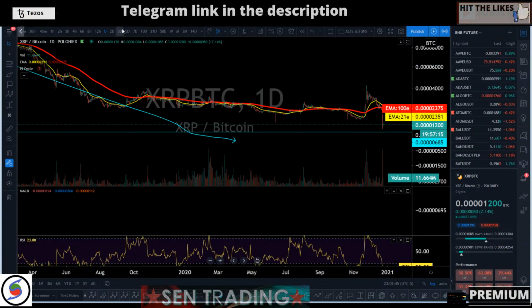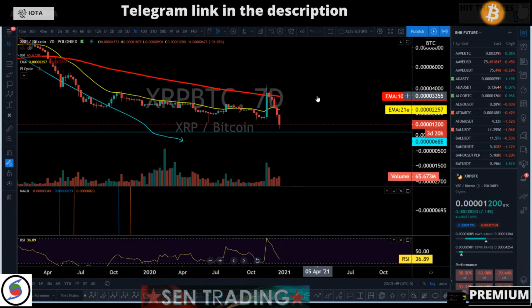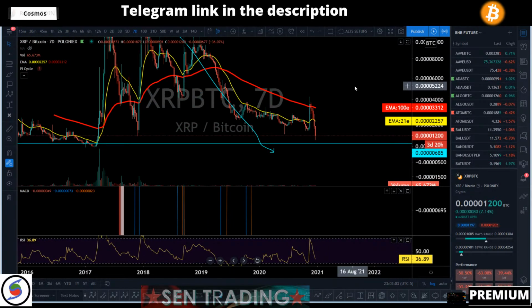Can it go to zero? It's hard to say, but let's see. All right. The best thing to do is not be overexposed. Just buy and don't be overexposed.